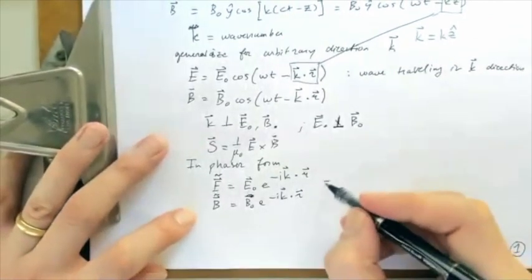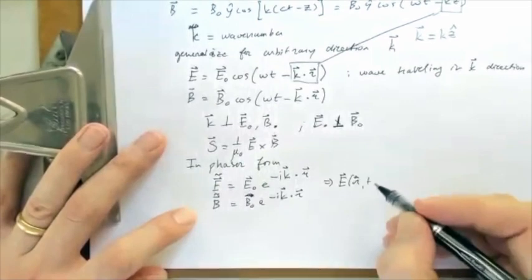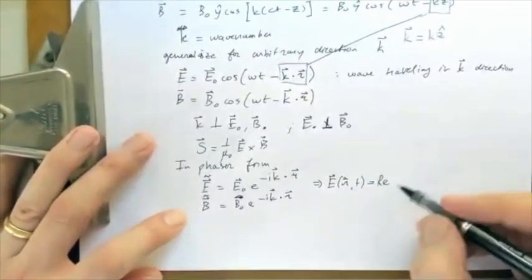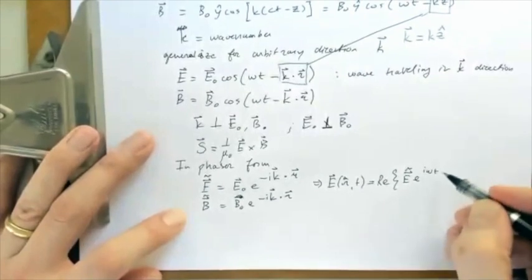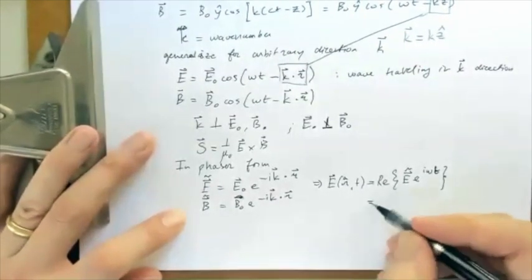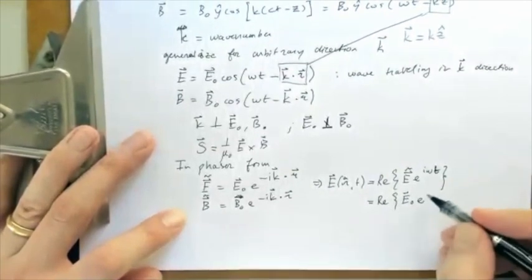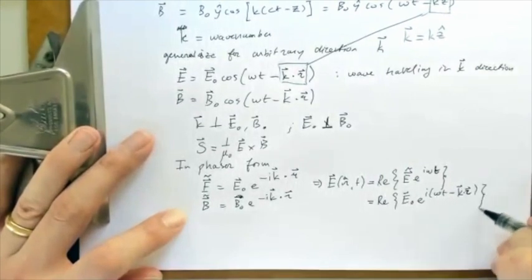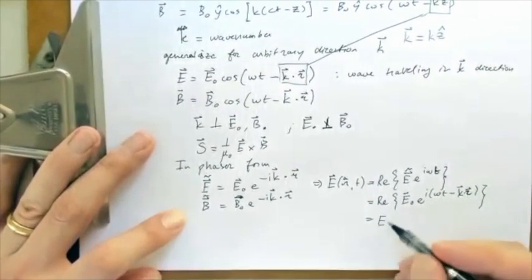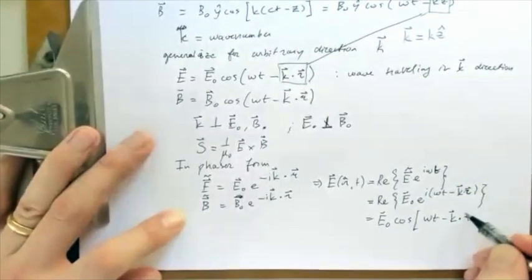And that means that if you want to know E in the real form as a function of R and T, you take the real part of the E in phasor form times e to the power i omega t, which is the real part of E naught, e to the power i, and now that's omega t minus K R. And that real part is, if we assume that E naught is real, cosine omega t minus K R.